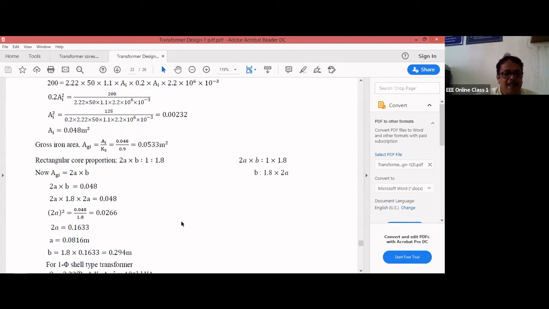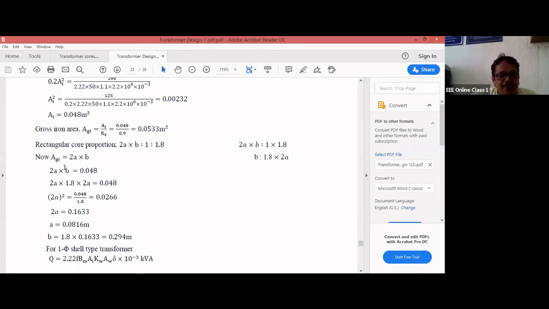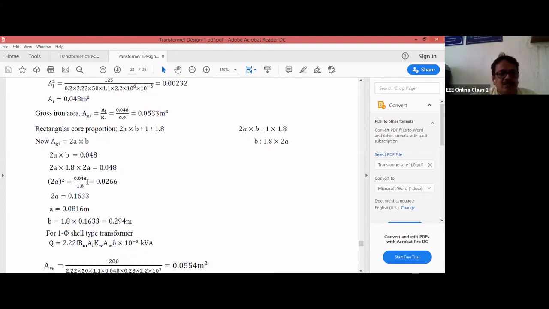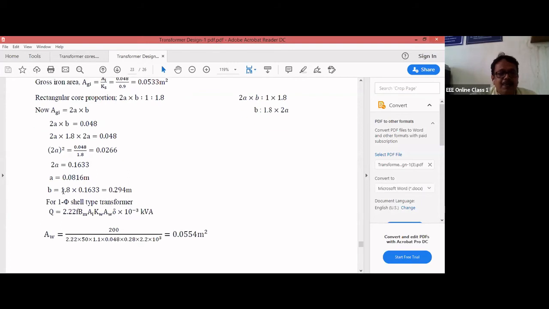Okay. Now, AGI is equal to 2a into b. 2a into b is equal to 0.048. Substitute for b here. What is b here? b is 1.8 into 2a. So 1.8 into 2a, 0.048. So 2a square is equal to 0.0236. And 2a you get 0.163. And if you want to find out a also, a is equal to 0.0816. And calculate b is equal to 1.8 into 2a. 2a is 0.163.